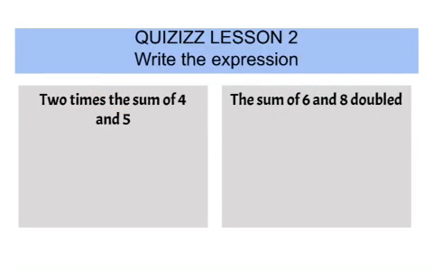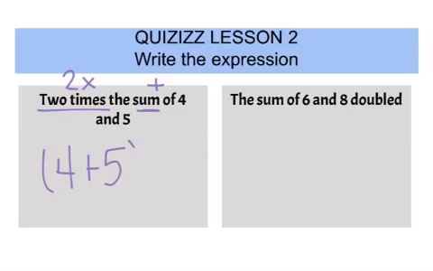The next one is 2 times the sum of 4 and 5. So I'm going to take 2 times, that means I'm going to take 2 and multiply it by the sum, so I'm going to be adding, from the answer to an addition problem of 4 and 5. So if I find the sum of 4 and 5, I'm going to add 4 plus 5. That would give me the sum. And then I need to do 2 times that.